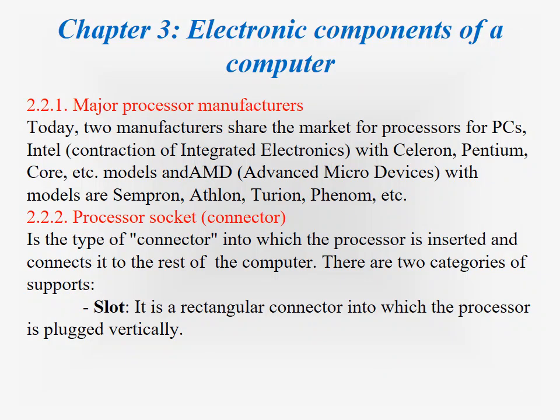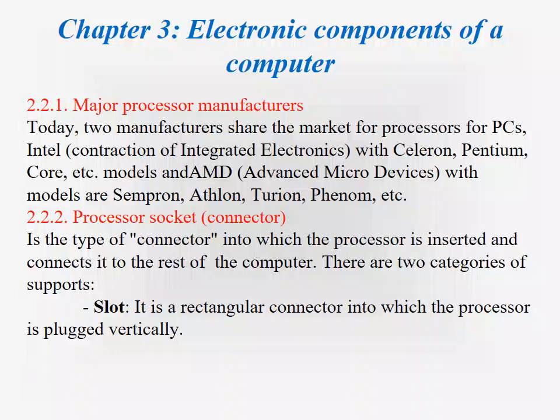Major processor manufacturers. Today, two manufacturers share the market for processors for PCs: Intel, a contraction of integrated electronics, with Celeron, Pentium, Core, and AMD, Advanced Micro Devices, with models such as Sempron, Athlon, Turion, Phenom.